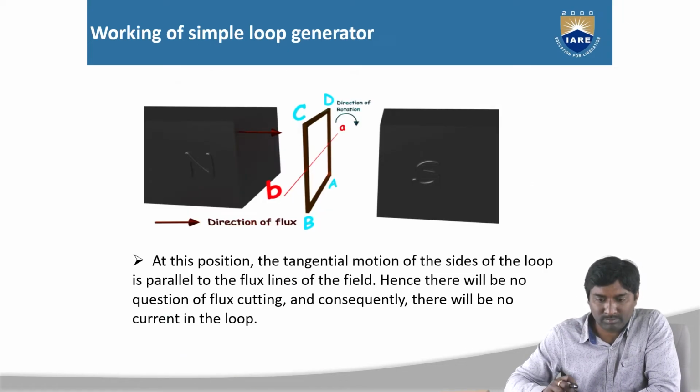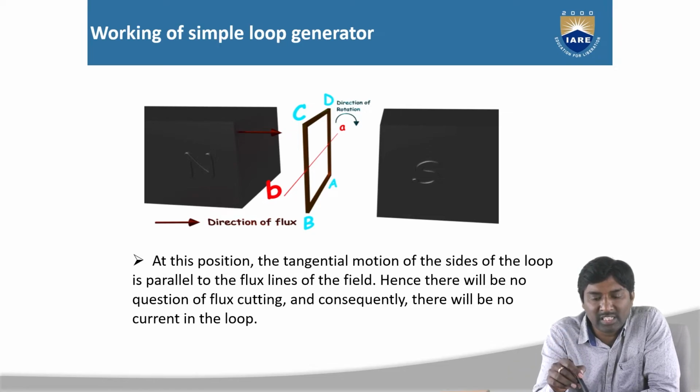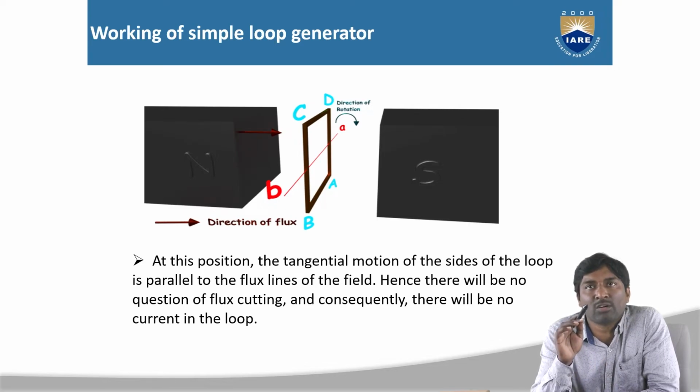Now at this position, I am rotating again. Again this is the direction of flux here. At this position the tangential motion of the sides of the loop is parallel to the flux lines of the field.